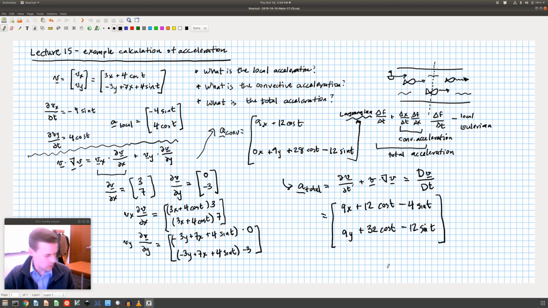Alright, let me just double check my notes and make sure that's right. 9, 32, 12, 9, 12 minus 4. Okay, that's correct. Alright, so that is a little bit of the math about how I calculate local, convective, and total acceleration. And the key piece, probably the hardest piece, is knowing what this v dot grad v is. So the v dot grad v is this term here, and multiply it out and get it there. Alright, that's all I got for you.